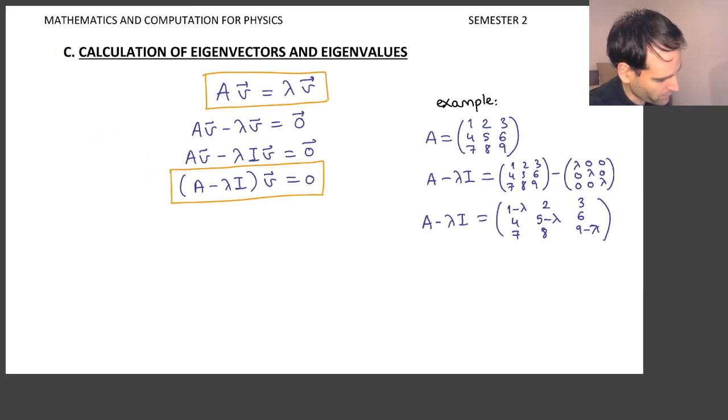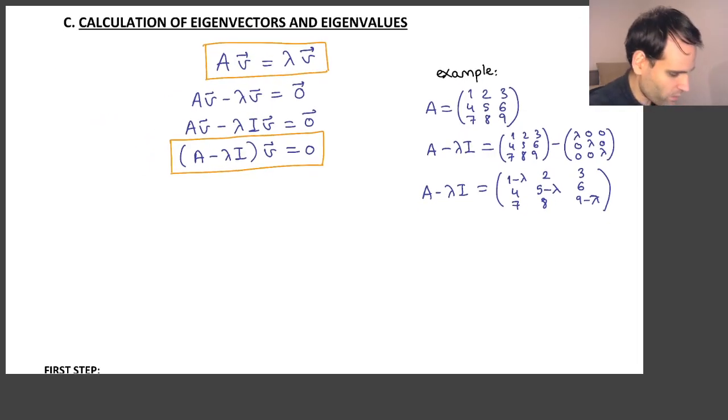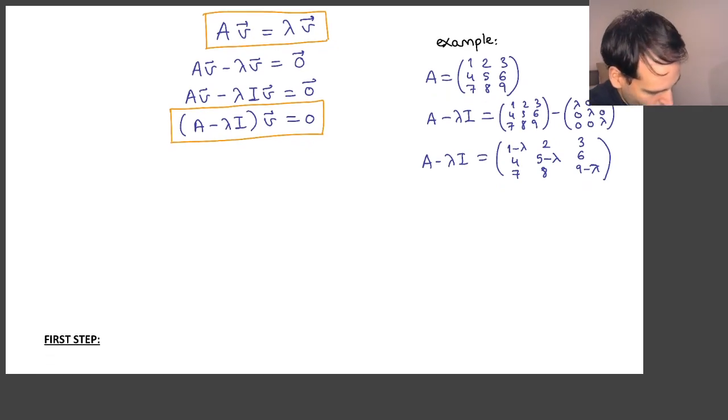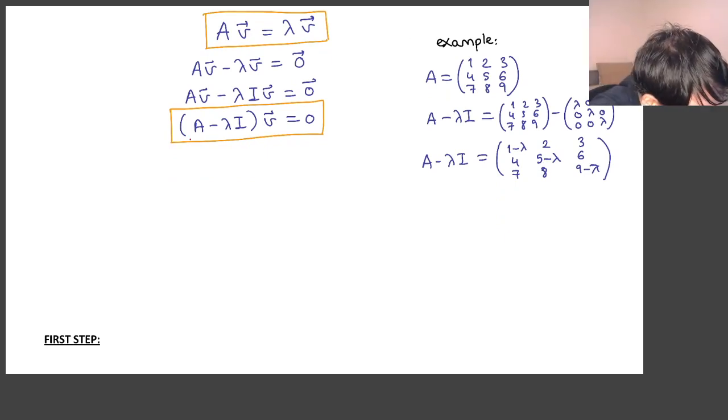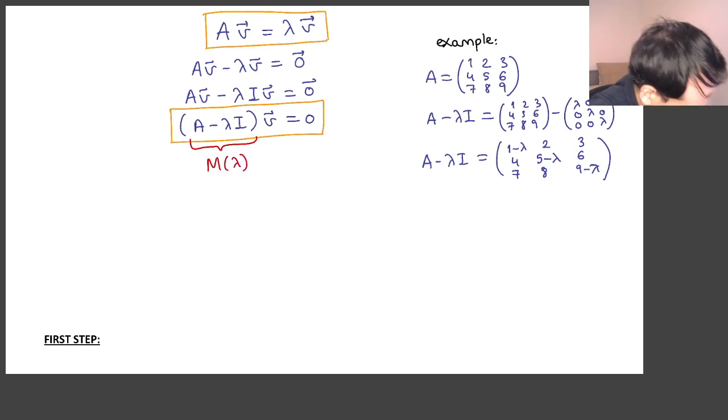So we know that this matrix multiplied by V is equal to 0. So that will give us the eigenvectors V and the eigenvalues lambda. Now, how do we begin solving this? So remember, this A minus lambda I will be a matrix which depends on lambda.